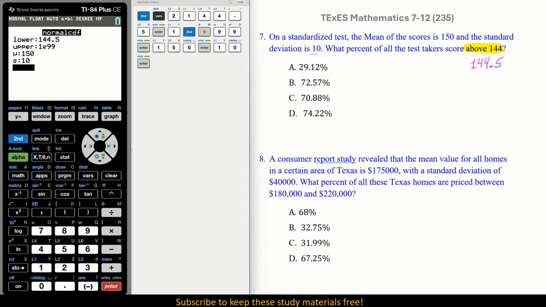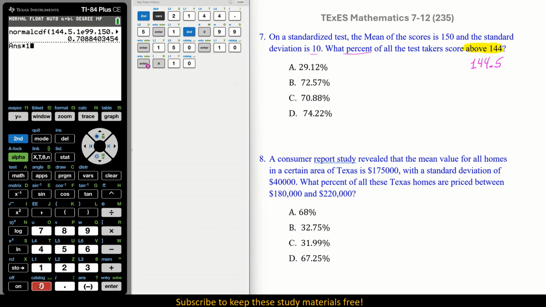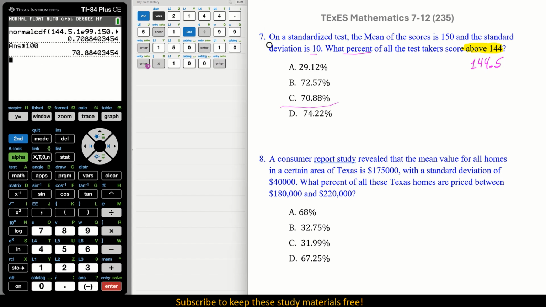Enter, and our standard deviation was the 10. Let's enter that, enter, enter again. There's a lot of entering. Now we want a percentage, so that's times the 100, enter. And there we go. What rounds for us? Well, looks like option C is what we need. And let's stop and look at the options.